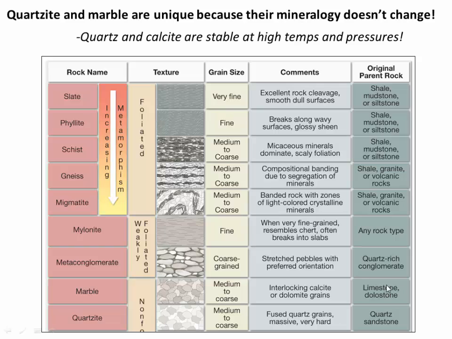Likewise, marble might start out as a limestone, which is also made of calcite. That calcite is stable. It might recrystallize and regrow, but ultimately the marble is only made of more calcite. So those are cases where the mineralogy really doesn't actually change a lot because the main mineral in the rock is stable across a wide range of pressure and temperature.